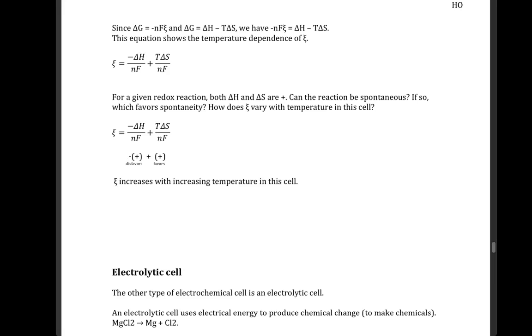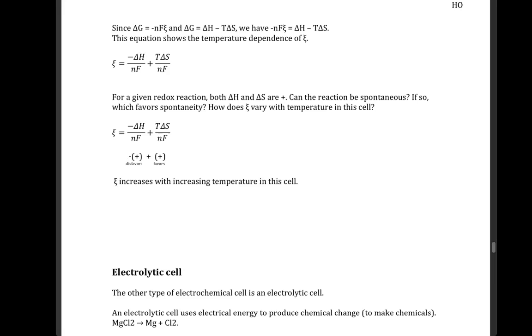Alrighty, so let's go back to delta H and delta S. If they're both positive, then delta H being positive means it's an endothermic reaction. That does not favor spontaneity, but delta S being positive is favorable. So the delta H term is unfavorable, the delta S term favorable.